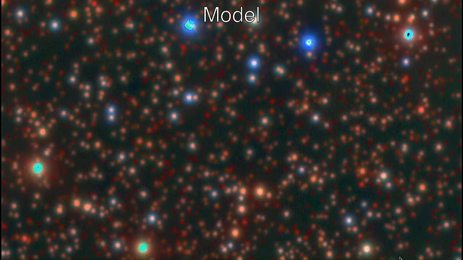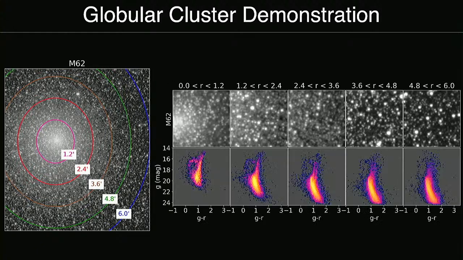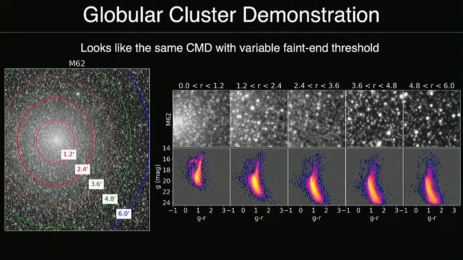So we can push it even further into a globular cluster in our survey footprint. So this is M62. And we can study how well our photometry works as a function of radius from the center of M62. So here I'm just showing these cutouts moving towards the center. And I'm just showing the G versus G minus R color magnitude diagrams. And I want you to note two main things. One is that this looks like the same color magnitude diagram, except that you just have a variable faint end cutoff here, which is saying you can't see the faintest stars when there's a large density of bright sources.